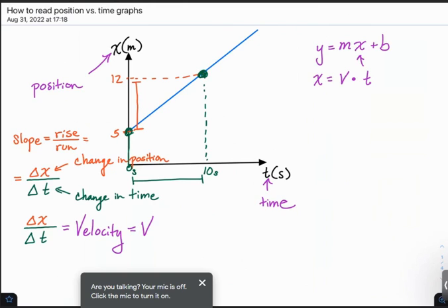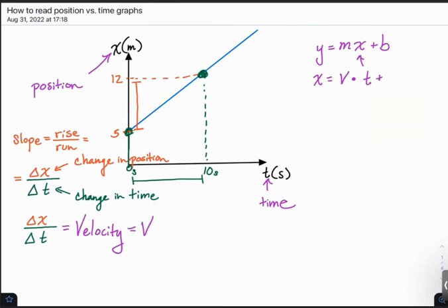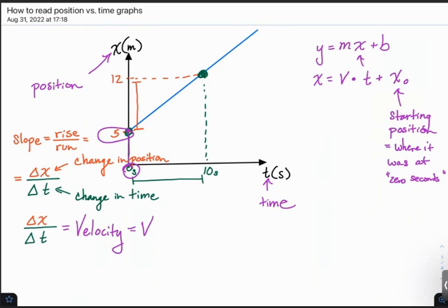And then I go plus my y-intercept. Well, at 0 seconds, I come up and this is where it's at. That is where it is at 0 seconds. So that is my starting position. And the starting position isn't always where it was at 0 seconds, but I like to think of it that way when I'm introducing it because then the little zero makes a lot more sense. You could also put x sub i for your initial starting position, and that would be fine as well. I won't mark it wrong.